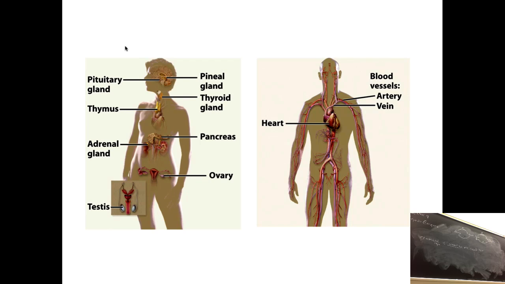So starting here on this slide, this is material you're going to cover in 2402. What's the system on the left? Endocrine system. Good. Now these organs all look like they're separated from each other, but they actually communicate with each other using what? How do they communicate with each other?